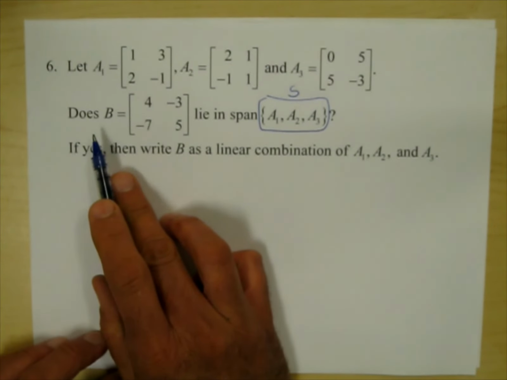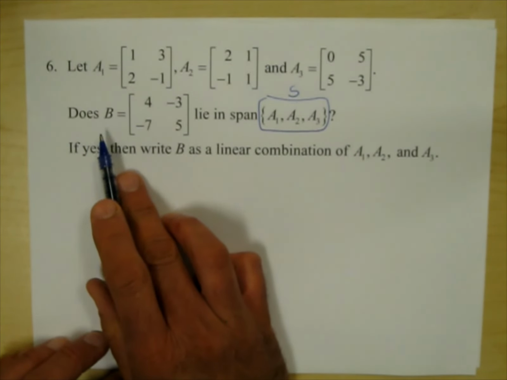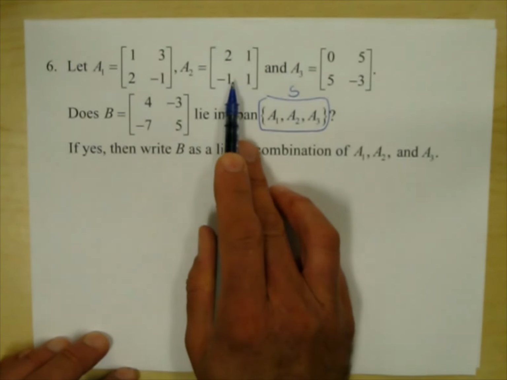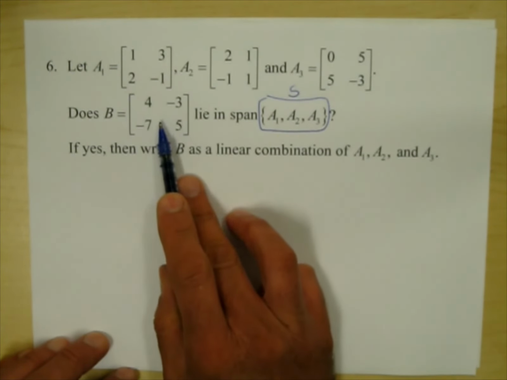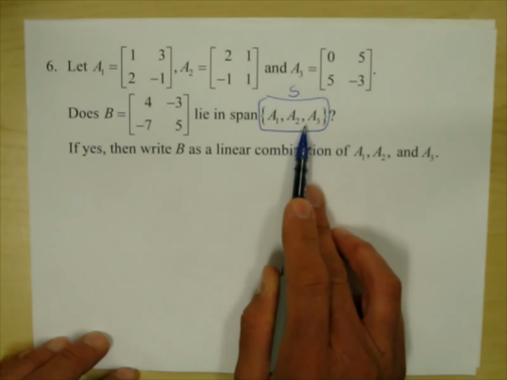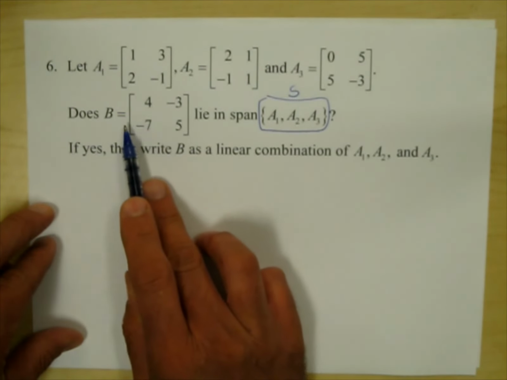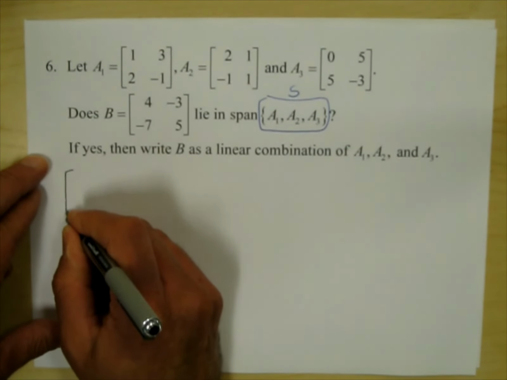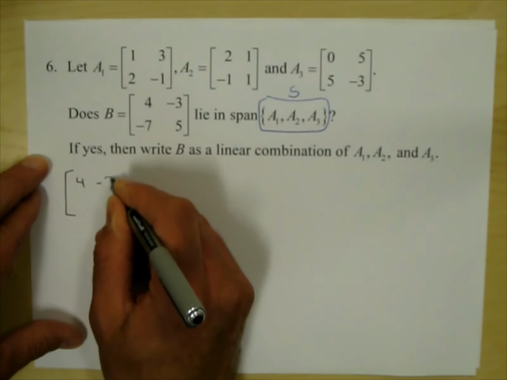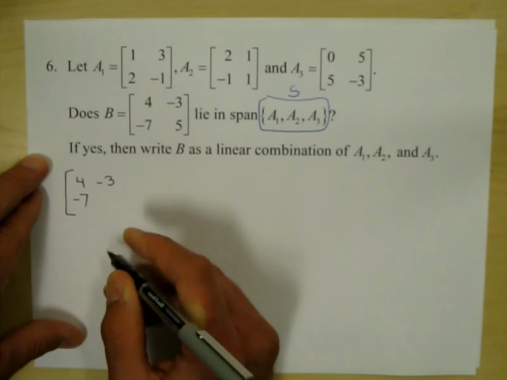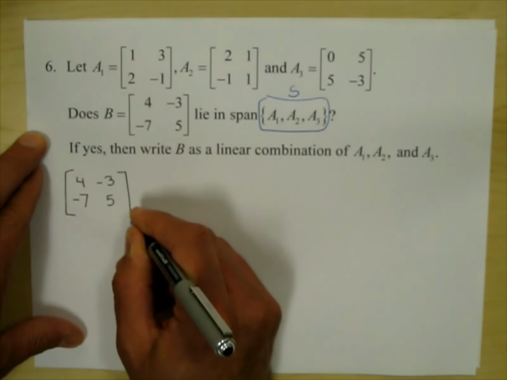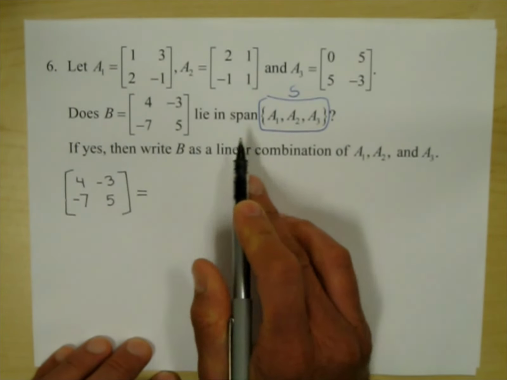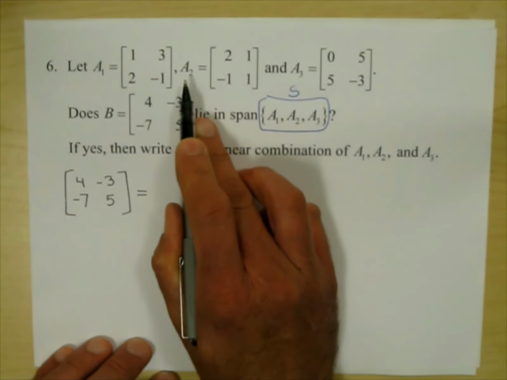So this is just like problem number 1, just like problem number 4, where it gives you another vector. These are vectors in M2. It gives you another vector, and it asks, does it lie in the span of those 3 vectors? So what you do is you take this vector B, which is a matrix, and you write it out: 4, -3, -7, 5. And it asks, does that lie in the span of those? So what is the span of those? Writing all linear combinations of A1, A2, and A3.